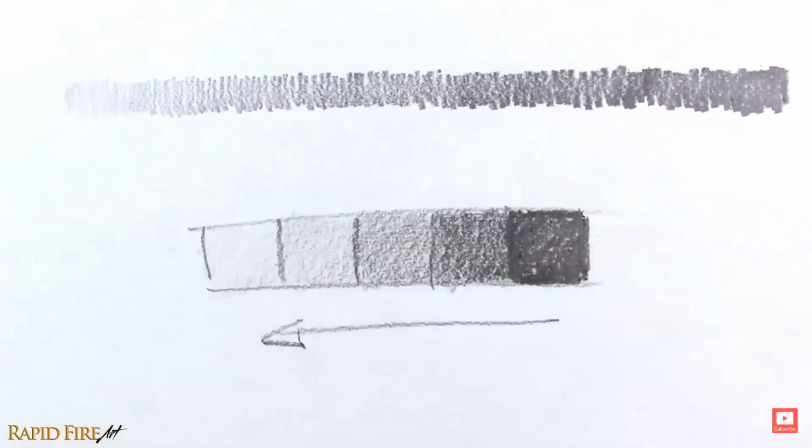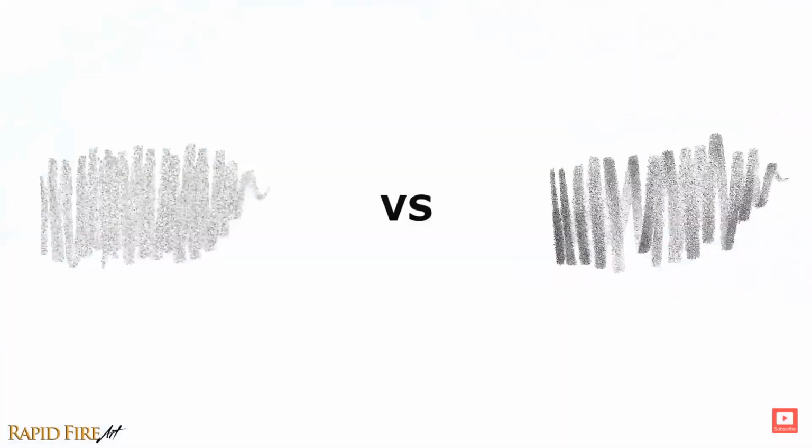It's important to maintain a consistent pressure between each back and forth stroke, or each individual stroke. This will take some practice and concentration to build the muscle memory.